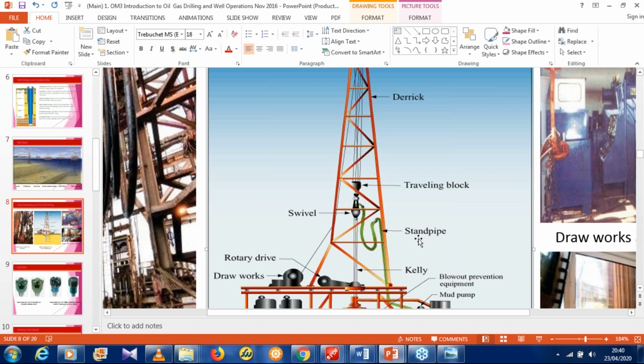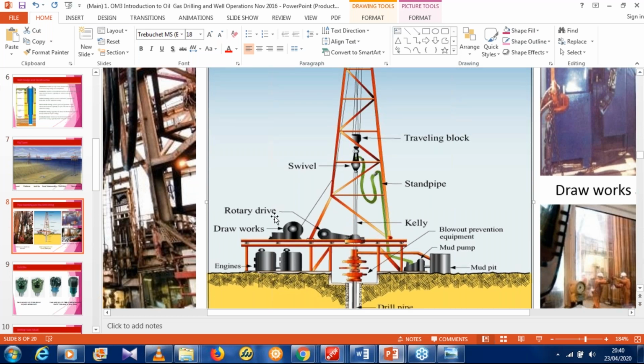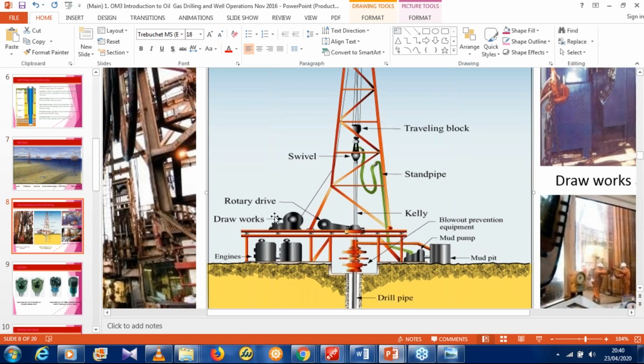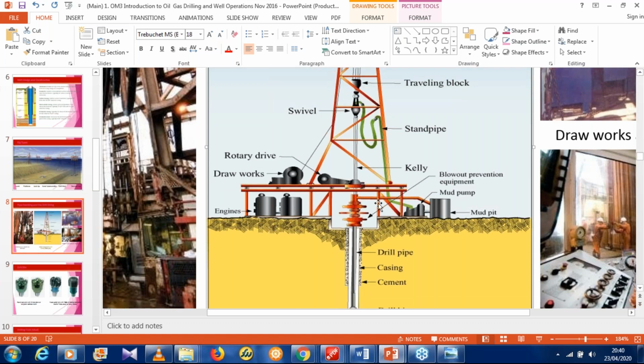The traveling block. We have the standpipe. Now, each of these components has its own function. This is the engine. In the video we had earlier, the engine was on the right hand side. So it depends on the point of view.